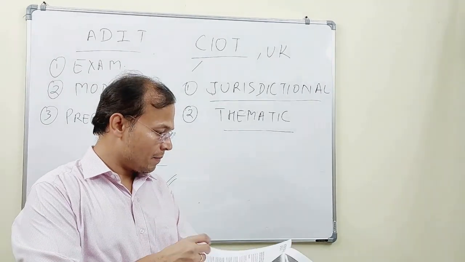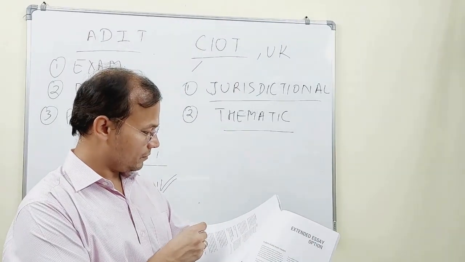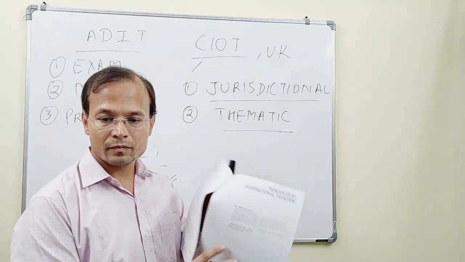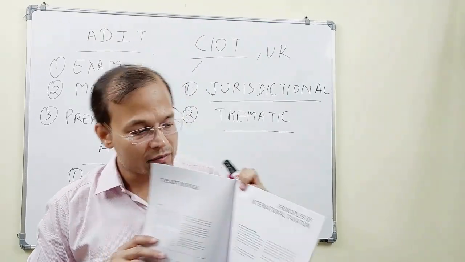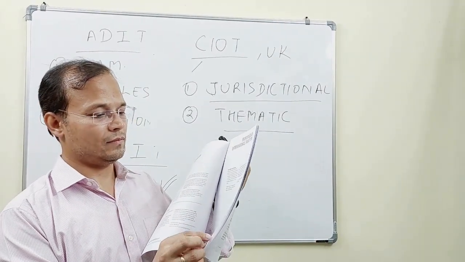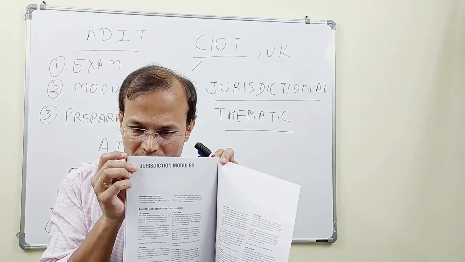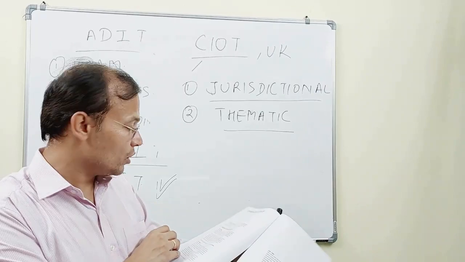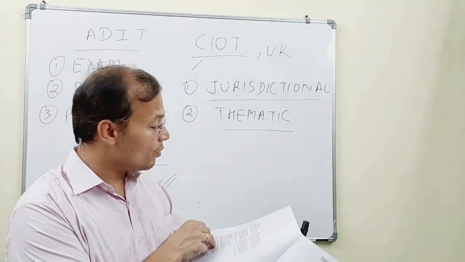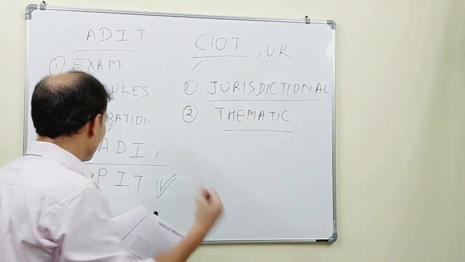For example, I am opening this prospectus right in front of you. See here, ADIT modules, then principles of international taxation, module number 1, compulsory. And then you have jurisdictional modules. See this? Jurisdictional modules, country specific modules: Australia, China, Cyprus, Hong Kong, India, Ireland, Malta, Singapore, UK, US and Brazil. Fine. So this can be one of the two subjects.